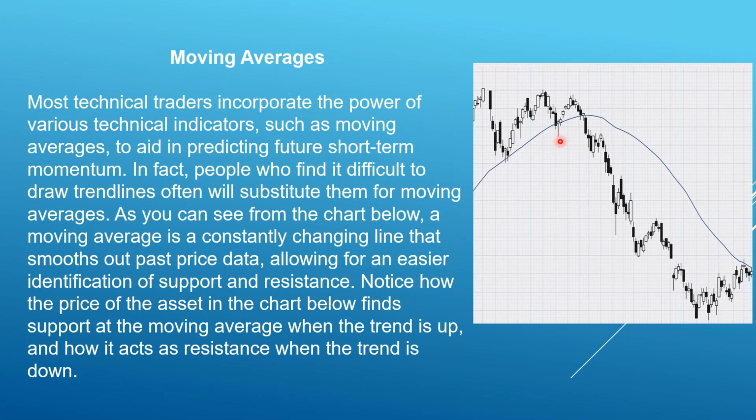Notice how the price of the asset in the chart below finds support above the moving average, and below it finds resistance when it hits it again. See here, support, support, support. Now when it's broken, it's a resistance level. So the price, when revisiting it again, makes it a resistance level. So when you use a moving average, use it as support and resistance according to the prevailing trend.